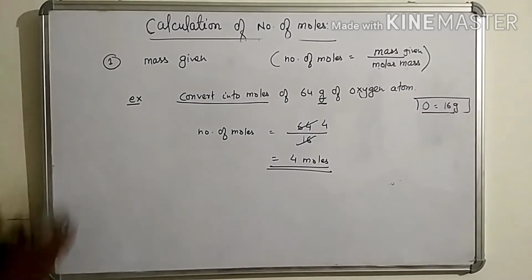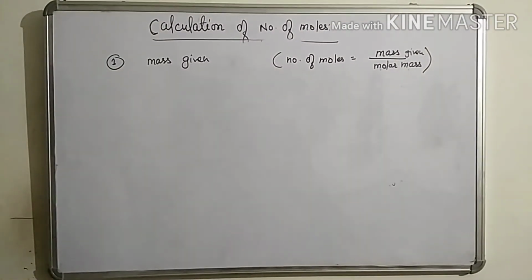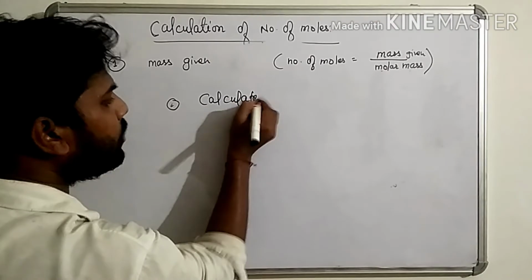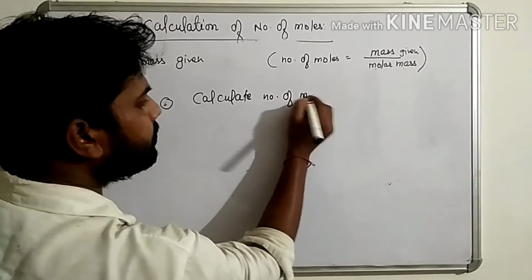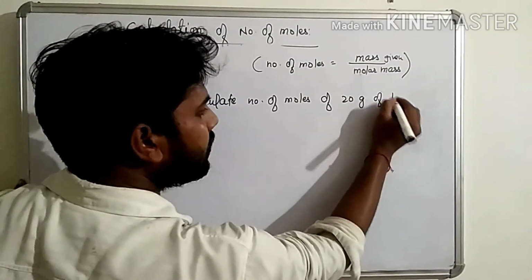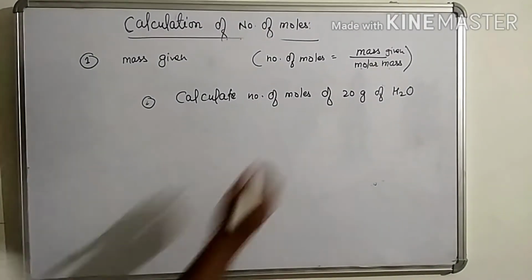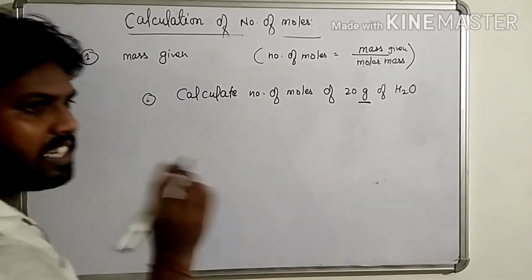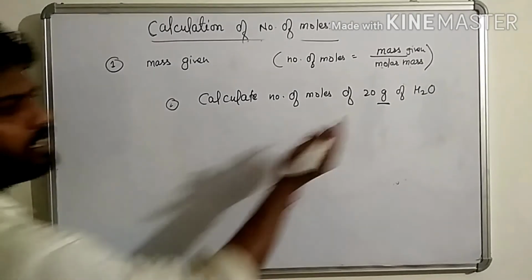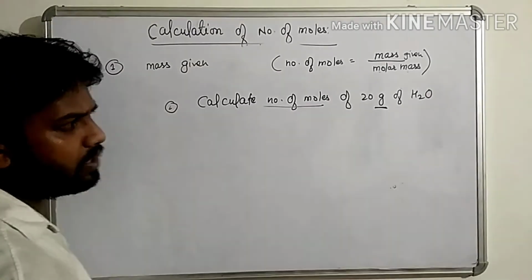Now children, see another example. Second example: calculate the number of moles of 20 gram of water. Okay, see children, gram is there. Gram is the SI unit of mass. You know it very well. So children, it means mass is given, and we have to calculate the number of moles.